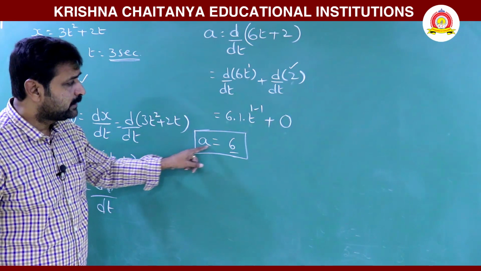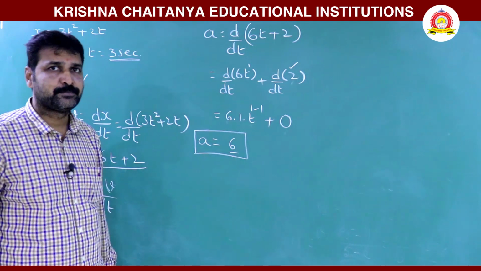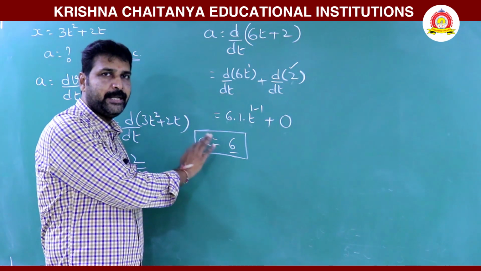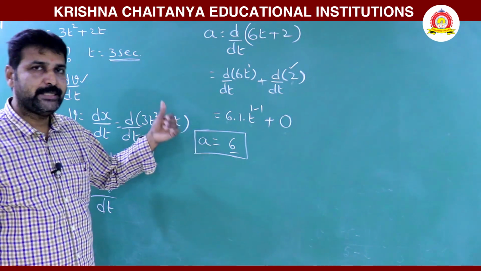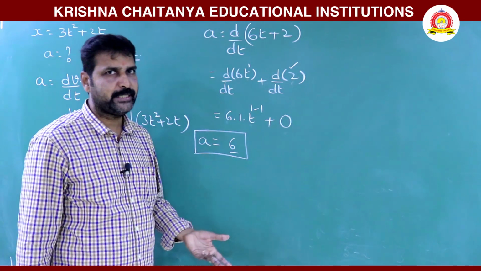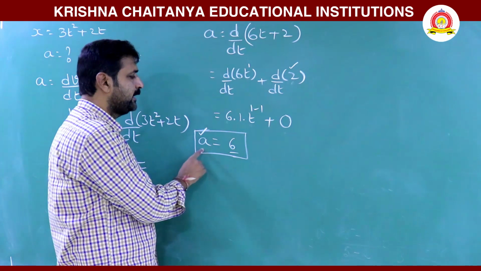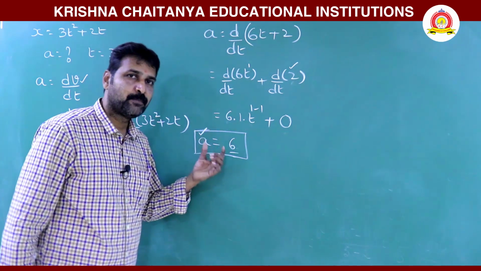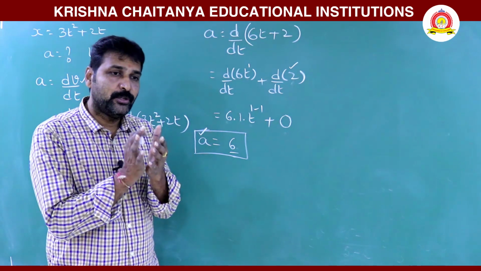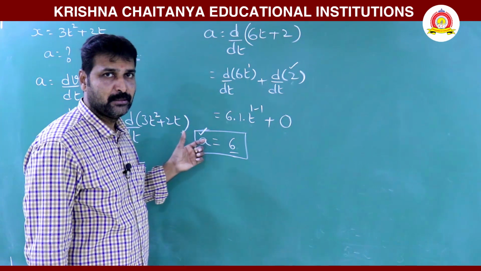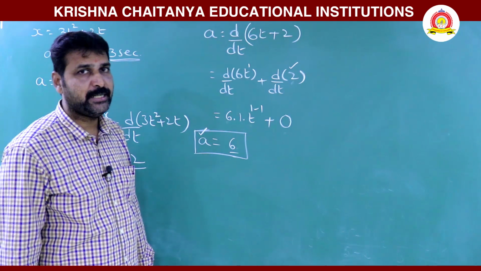Now acceleration is not depending on time. Acceleration is just 6. It is not at all depending on time. So whether t is equal to 3 seconds, 2 seconds, or 4 seconds, irrespective of the time, acceleration is just constant. Which means when acceleration is constant, it is uniformly accelerated motion. The equations are the equations of motion for uniformly accelerated motion.